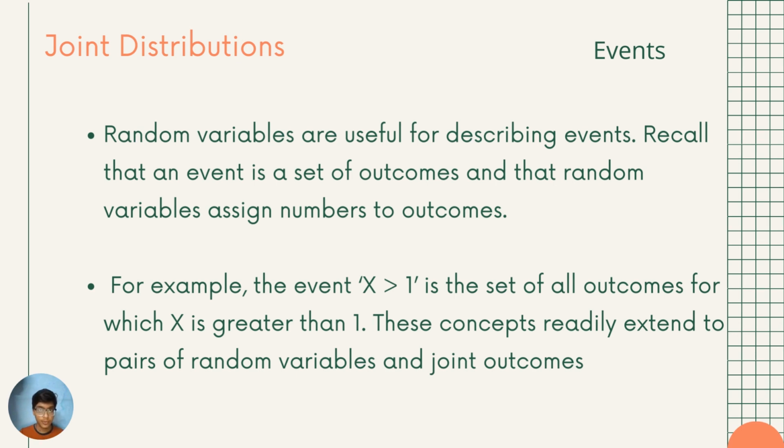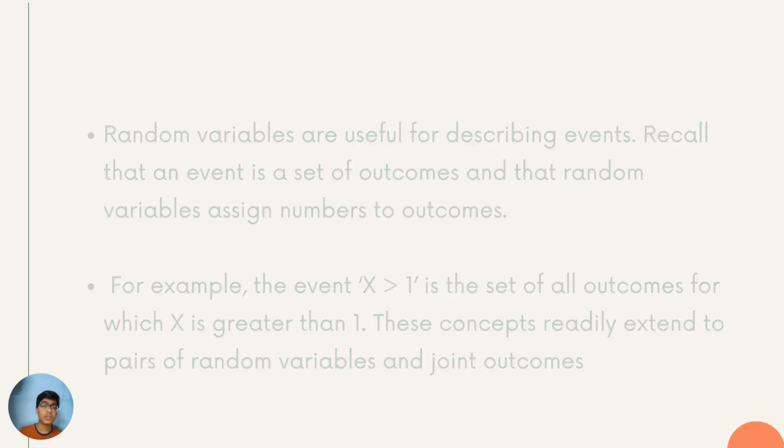Random variables are useful for describing events. Recall that an event is a set of outcomes and that random variables assign numbers to outcomes. For example, the event capital X greater than 1 is the set of all outcomes for which X is greater than 1. These concepts readily extend to pairs of random variables and joint outcomes.